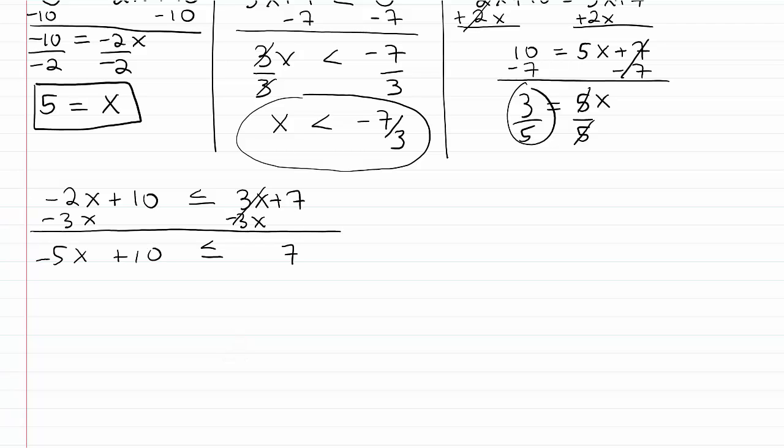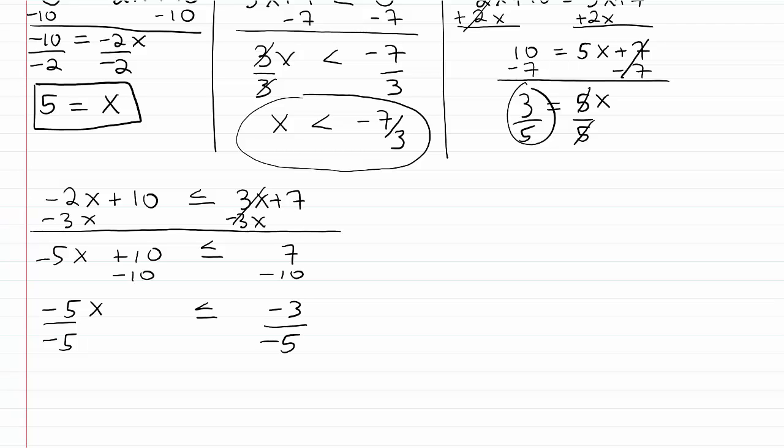Okay, now we'd subtract 10 from both sides. And of course, that would give you negative 5x is less than or equal to negative 3, right? That's positive 7 minus 10 is negative 3. And then we would divide both sides by negative 5 to get the x alone. Now here's the thing that I wanted to have happen for us.